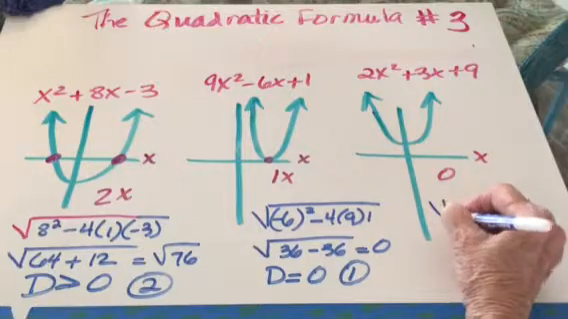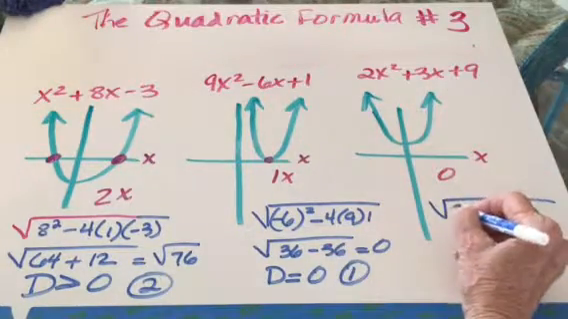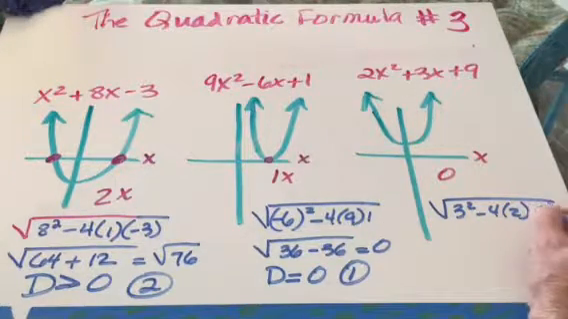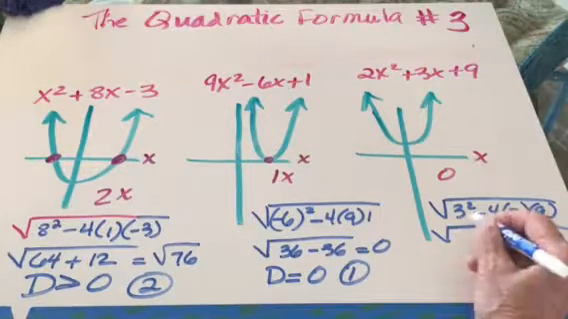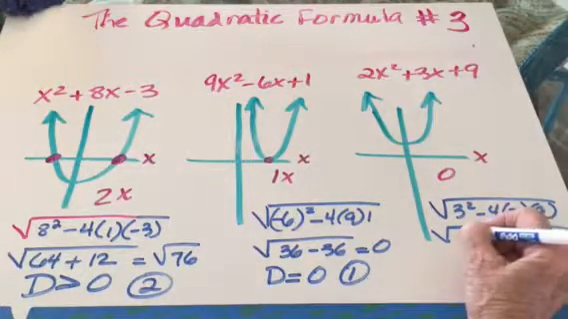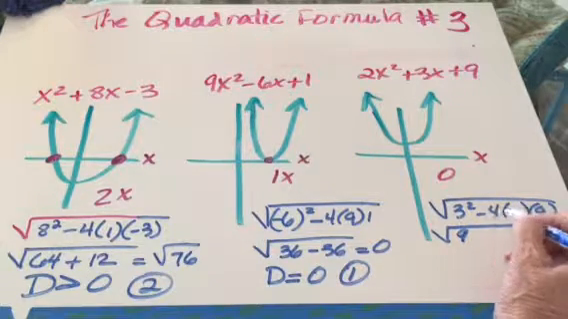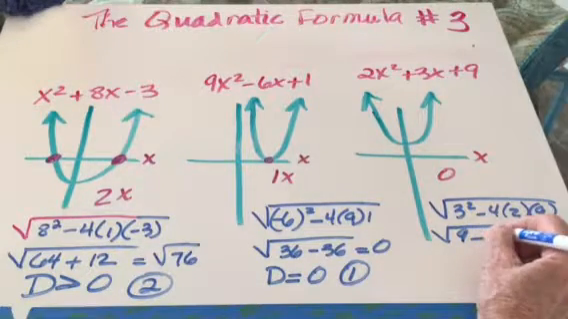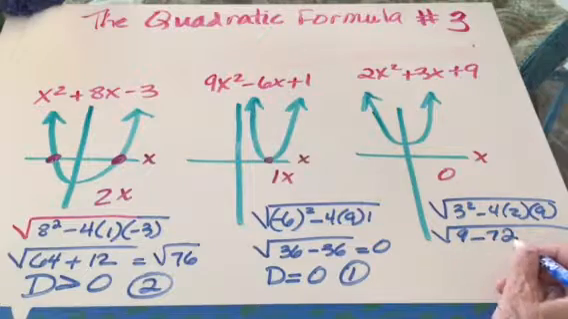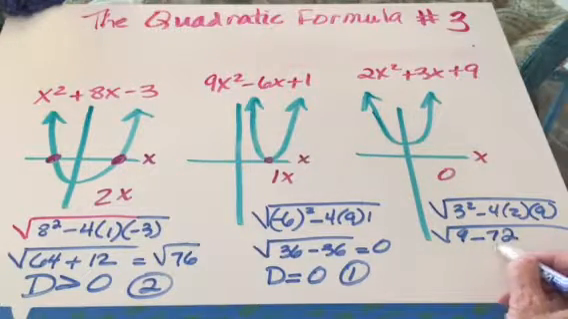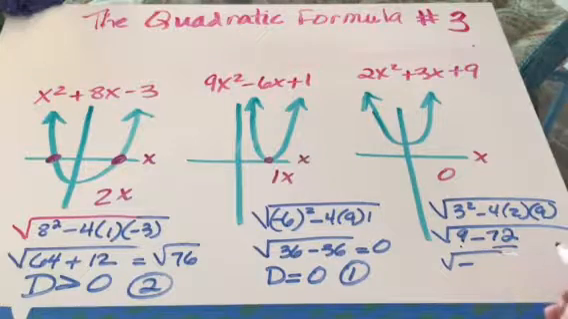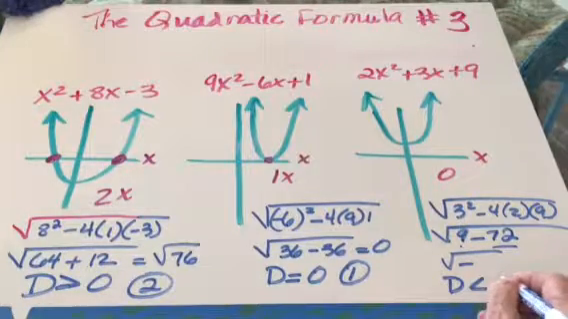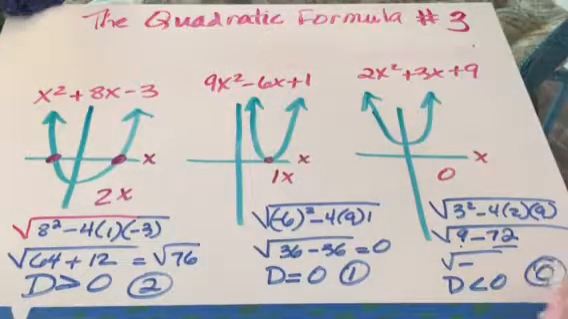All right, so the discriminant says b squared, which is 3 squared, minus 4 times a, which is 2, times c, which is 9. So we have 3 squared is 9. Negative 4 times 2 is negative 8. Negative 8 times 9 is negative 72. And I don't care what it is, this guy is bigger than this guy, so it's going to be a negative answer here. So that means the discriminant is less than 0. Therefore, there's going to be 0 answers.